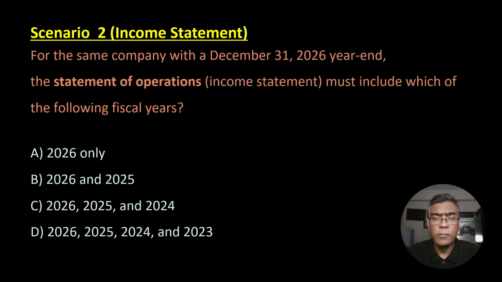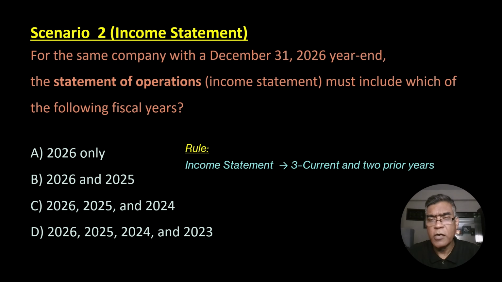So what is the rule? Income statement: 3 years, current and 2 prior years. So what is the current year? December 31st, 2026. Then 2 prior years, 2025 and 2024. So C is the correct answer, right?